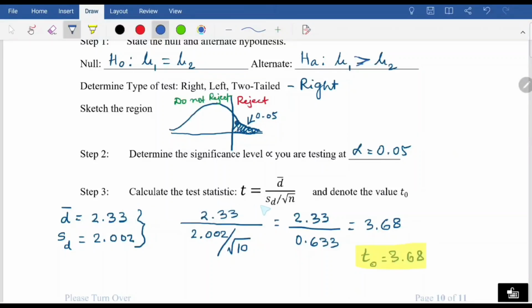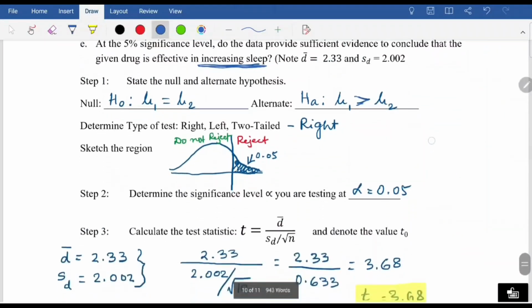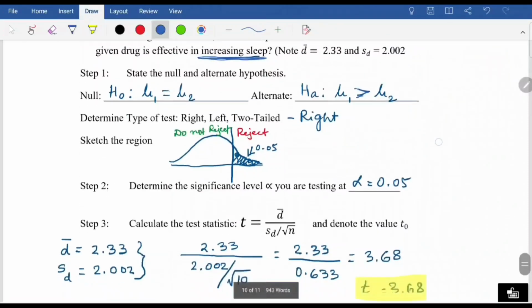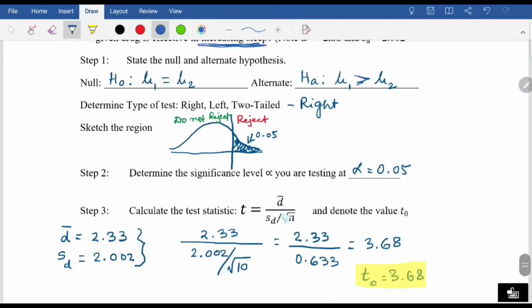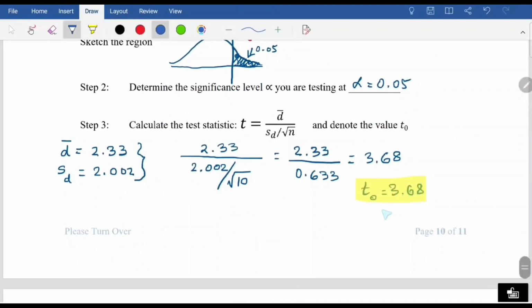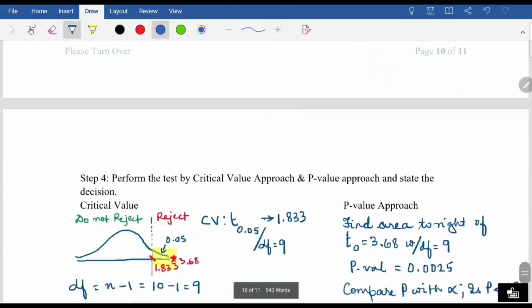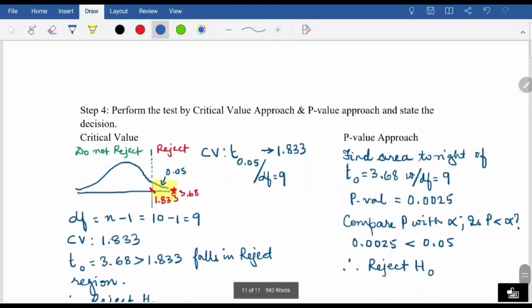Calculate the test statistic. t equals, this is the formula. If d bar and s sub d are given to you, then it's a pretty simple formula. Just plug in the value of d bar from here, and s sub d is also given to us, divided by the square root of n. Again, this is division. Even though they appear next to each other, please don't end up multiplying the two. It's s sub d divided by square root of n. This is the answer I got for my test statistic: t sub 0 equals 3.68.